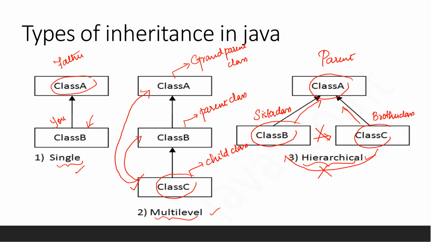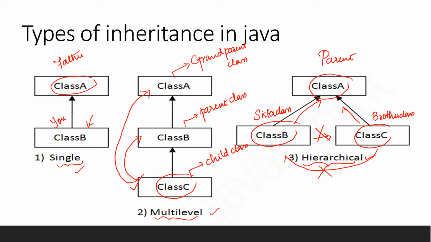Whereas in multi-level inheritance, you have a parent class being inherited for one base class, and from this base class another derived class is being inherited. So you have a multi-level kind of inheritance. From class A, class B is inherited, and from class B, class C is inherited. And with class C, you'll be able to access the variables and methods of both class B and class A.